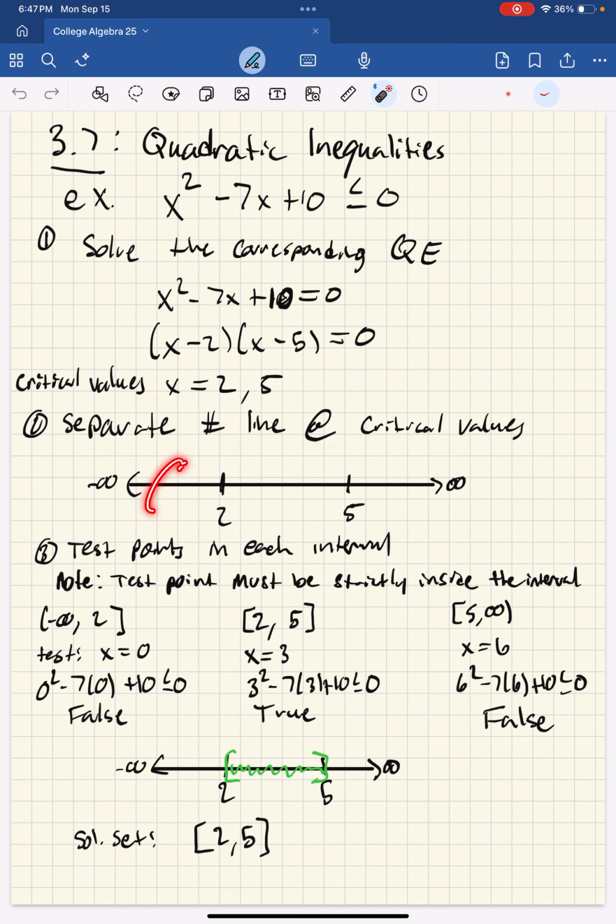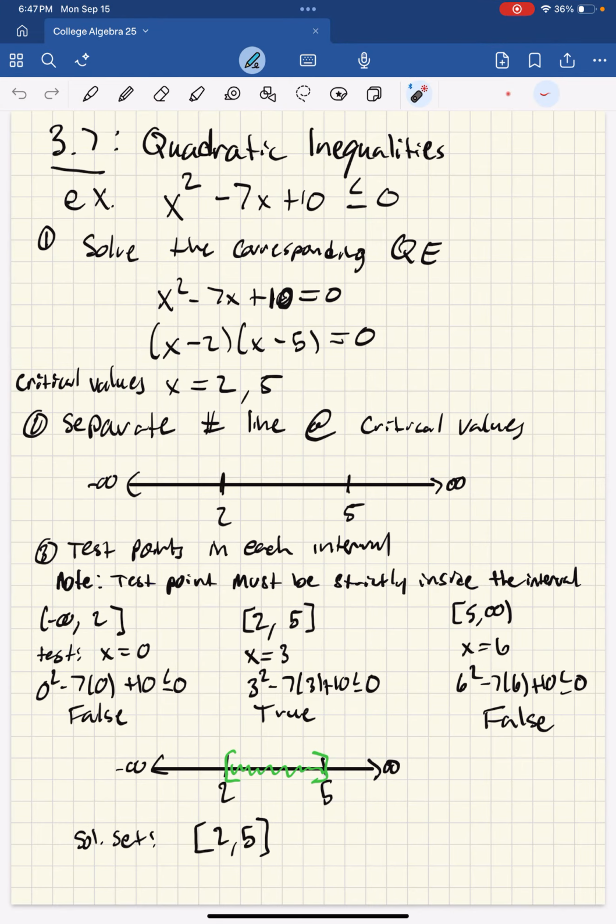Now we have three intervals. We've got the left interval, the middle interval, and the right interval. And we are going to test a point in each interval. It must be strictly inside the interval. So in -infinity to 2, I'm going to test x equals 0, and I substitute that back into the original inequality. That gives me a false statement that says 10 is less than or equal to 0.